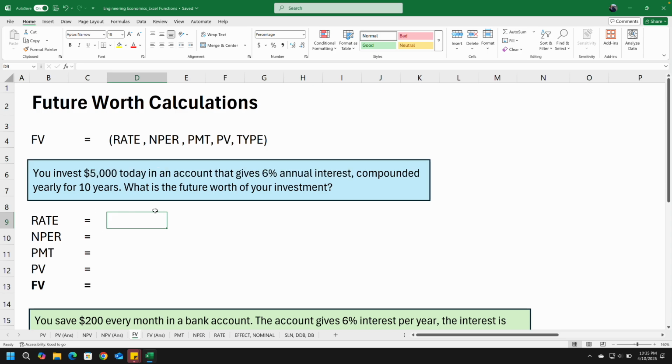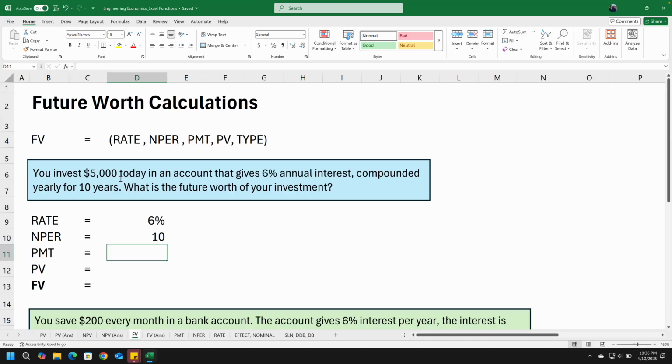So let's start off by inputting all of the blanks here. Firstly, the rate. We were given a rate of 6%, so let's put 6% here, and we have to fill in the N per, or number of period, and this is just basically the timeline we're given, which in this case is 10 years. And PMT are payments, meaning are you going to make any monthly payments or yearly payments? And in this case, no, right?